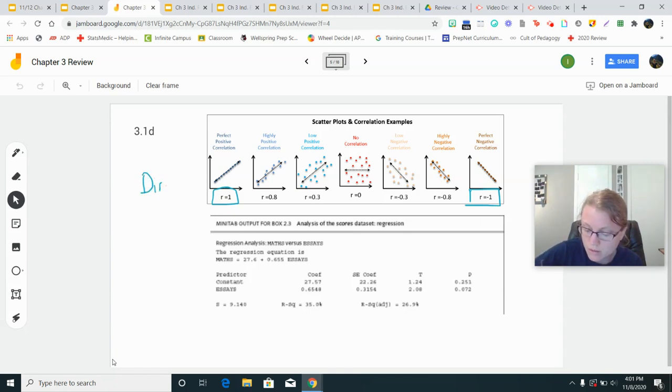direction and we're looking at the strength. So R will always tell us those two numbers.